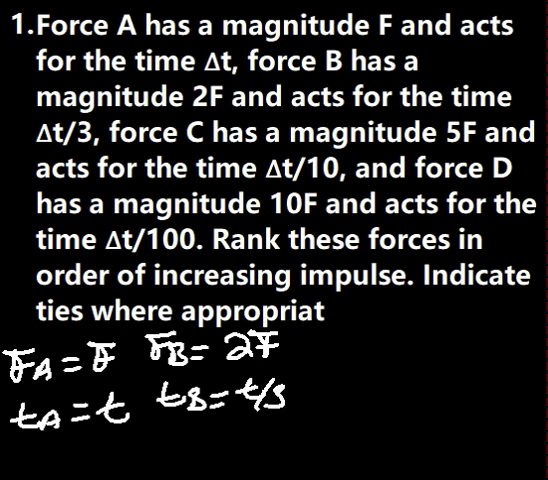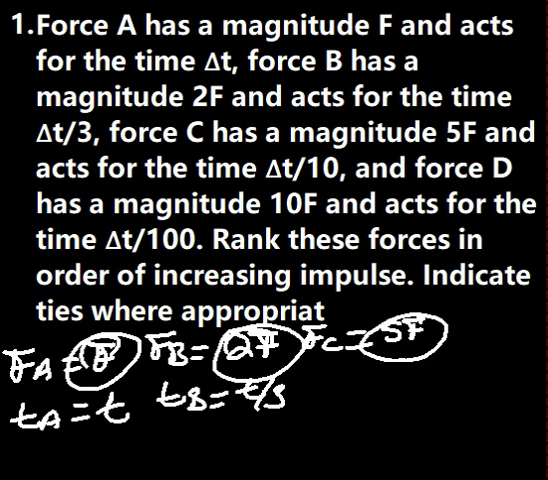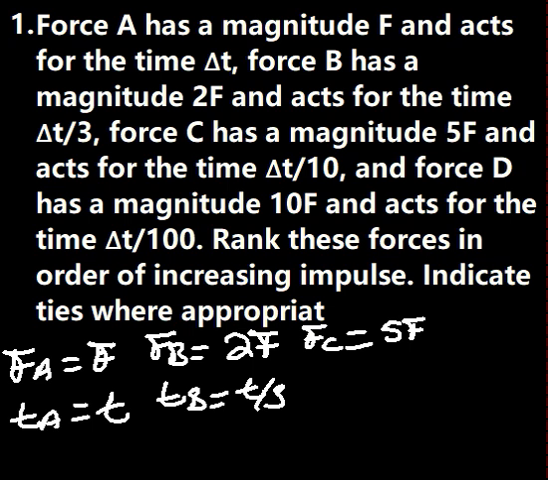And we have the force C. What is the force C? It has a magnitude of, let's say, 5F. So the forces are increasing from a single F, to 2 times, and to 5 times the force, which means the forces are increasing, as you can see. So what is the time for C? That is TC. We have it as D/10.